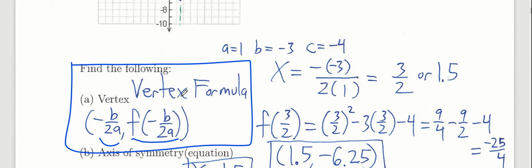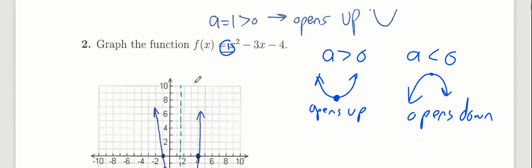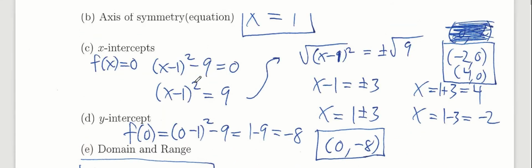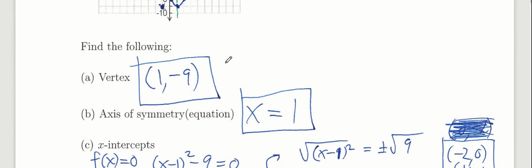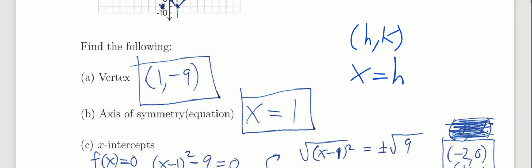So two different ways to find the vertex of a parabola based upon whether it's in standard form or general form. From there, the axis of symmetry of a parabola is always x equals the x coordinate of the vertex. So if you know your vertex is h comma k, the axis of symmetry is always x equals h. If our vertex is at 1 comma negative 9, for instance, then the axis of symmetry would be x equals 1.